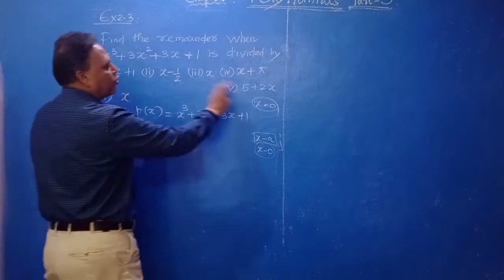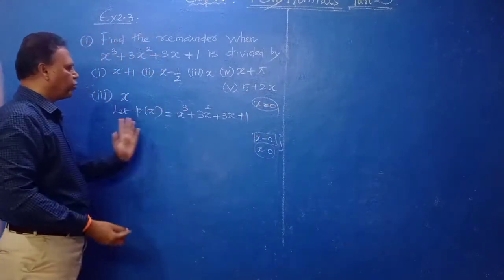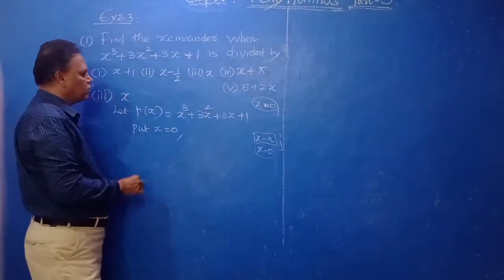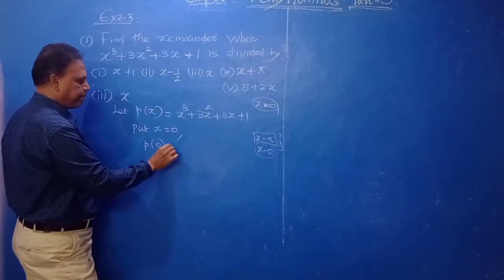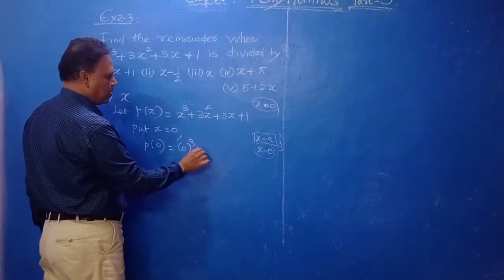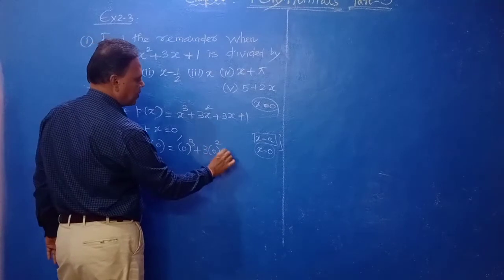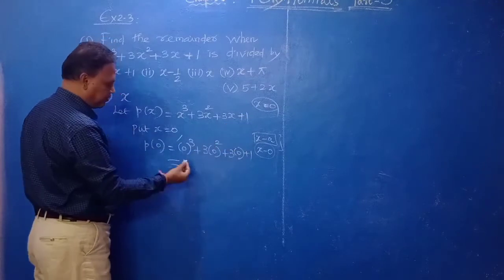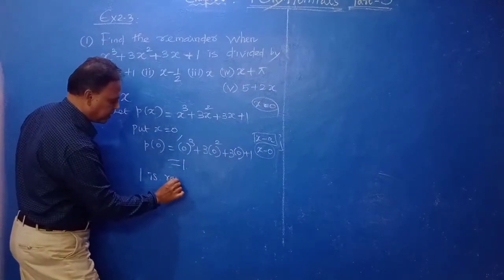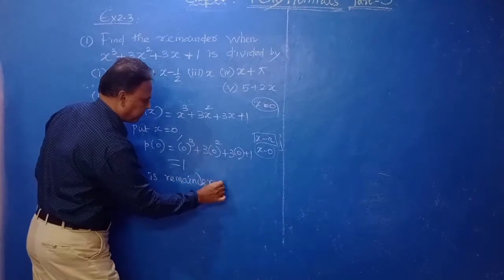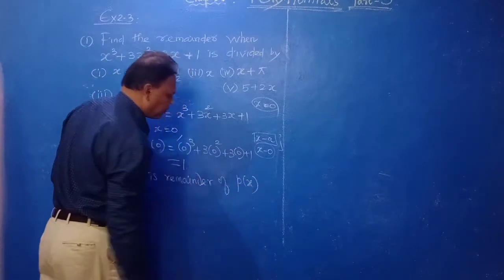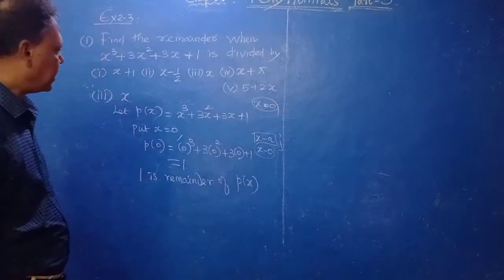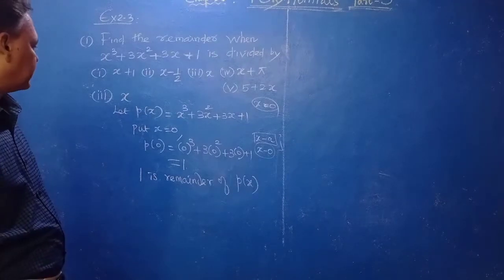What is given? You put it equal to 0, find out x, then you put it. Therefore put x is equal to 0. So p of 0 is 0 cube plus 3 into 0 squared plus 3 into 0 plus 1. So everything will be 0, only 1 you will get. Therefore 1 is the remainder of the given polynomial p of x, when this polynomial is divided by x. You will get remainder 1.